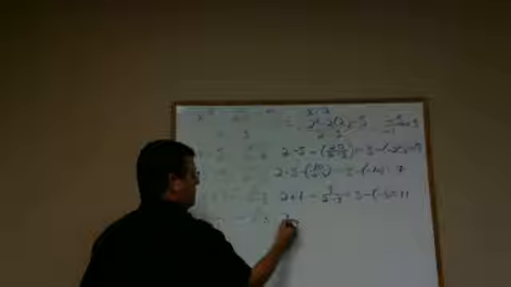Look at this one. 2 plus 1 minus 8, divided by 2 minus 3. So now I'm going to have 3 minus negative 8, which is going to give me 3 plus 8, 11. Still have a problem. 2 plus 1 minus 2, divided by 2 minus 3, is going to give me 3 minus negative 2. 3 plus 2 is going to give me 5. Ding, ding, ding, I have a winner.